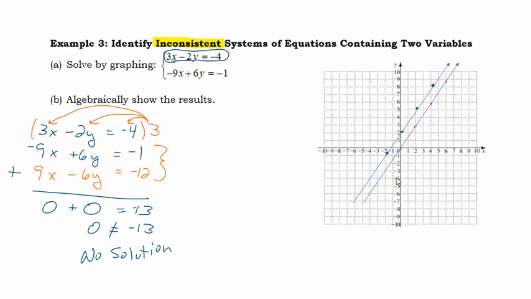So even without graphing it, without putting it in y equals mx plus b form, if I algebraically try to solve this, I can see that these lines are going to be parallel because the system has no solution.